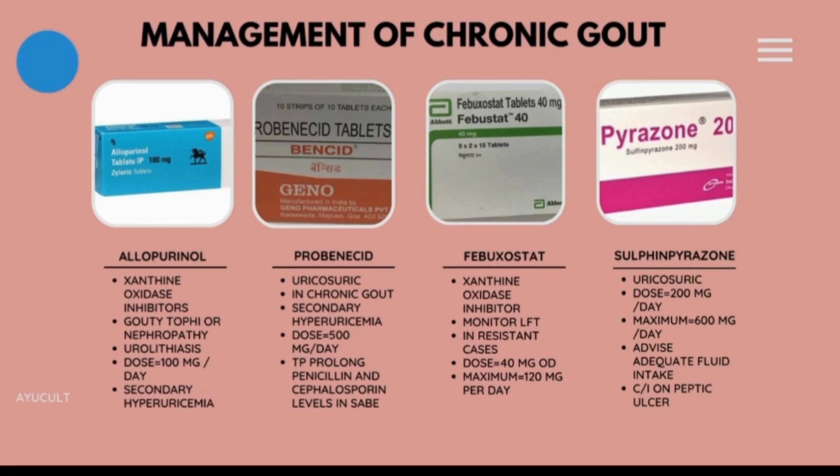Second drug is probenecid. It is a uricosuric drug. It can be used in secondary hyperuricemia. Dose is 500 mg per day. It can also be used to prolong penicillin and cephalosporin levels in the treatment of subacute bacterial endocarditis and gonorrhea.